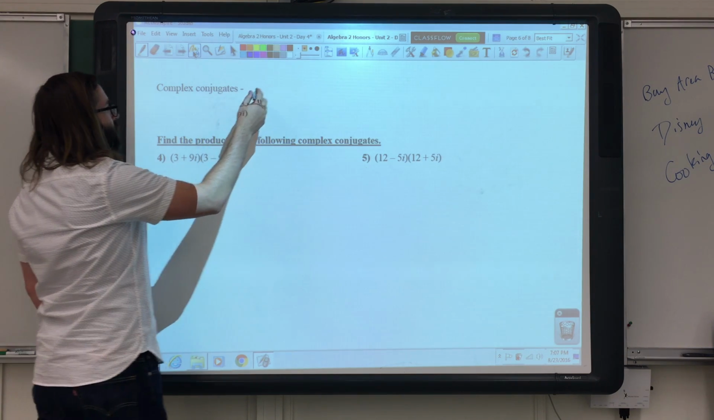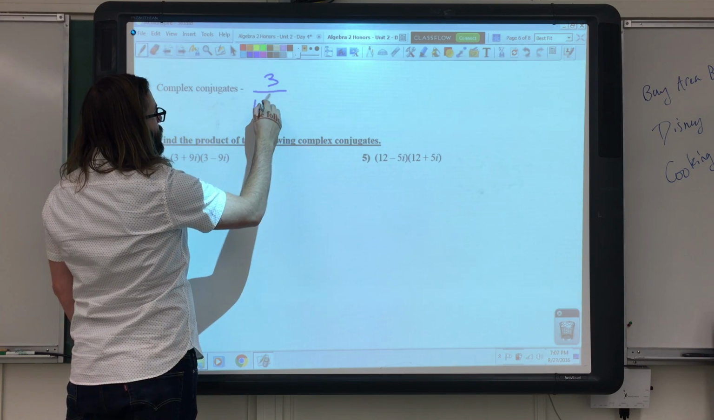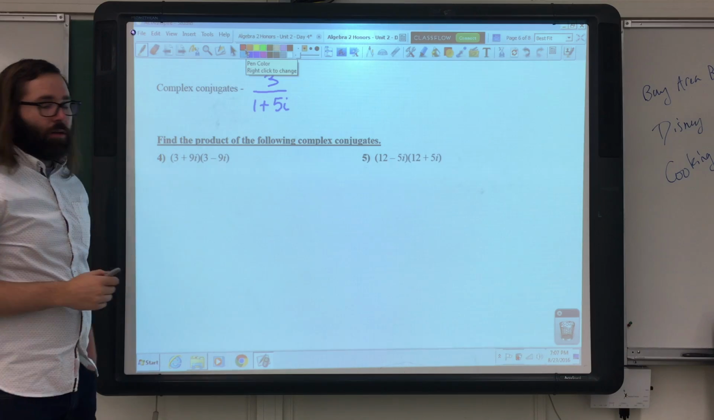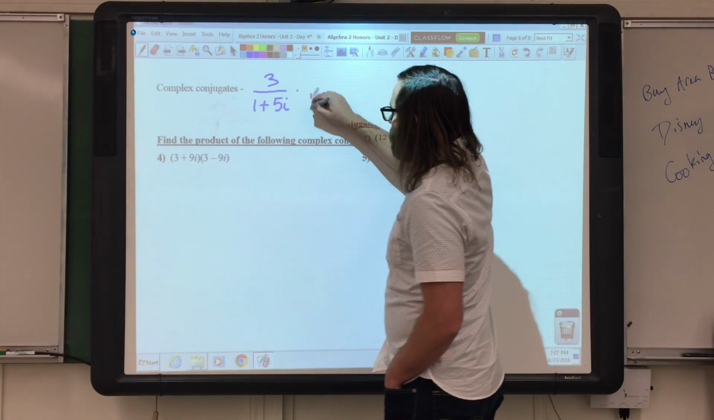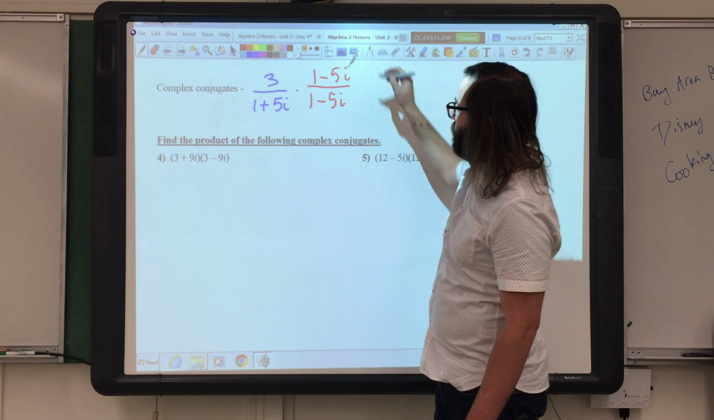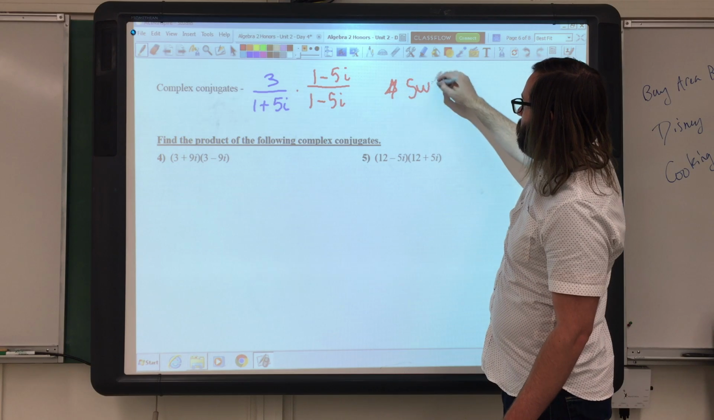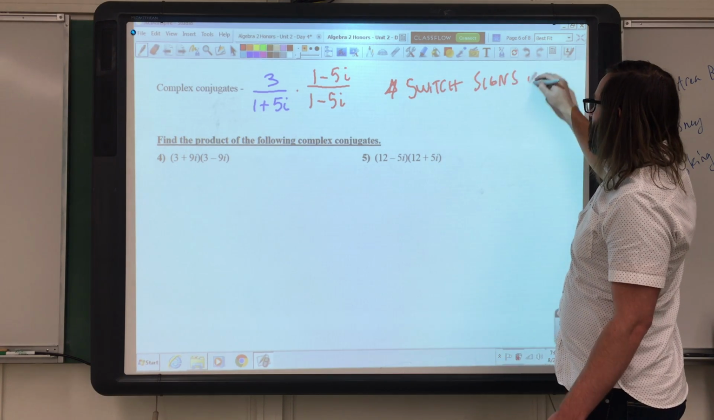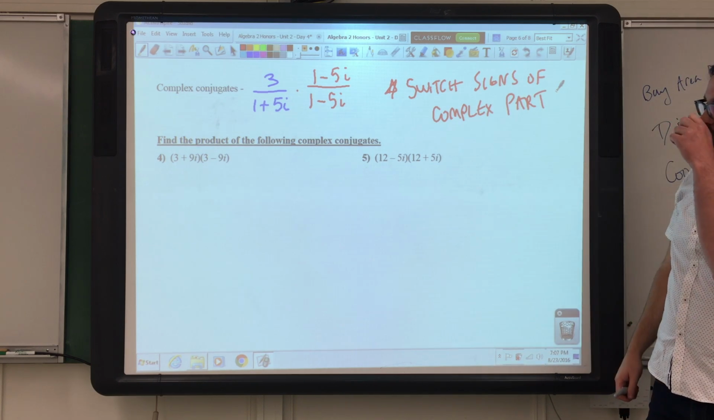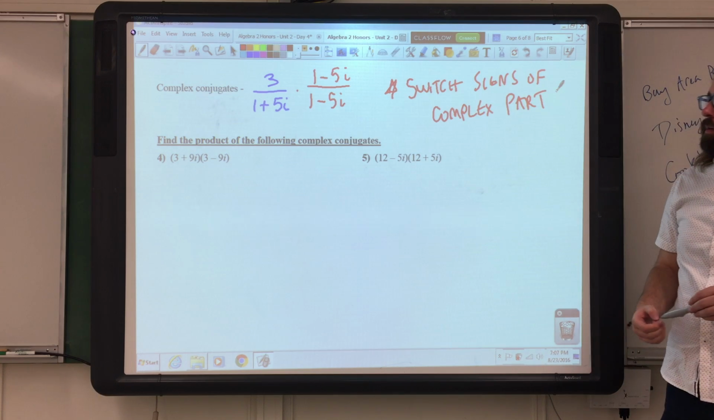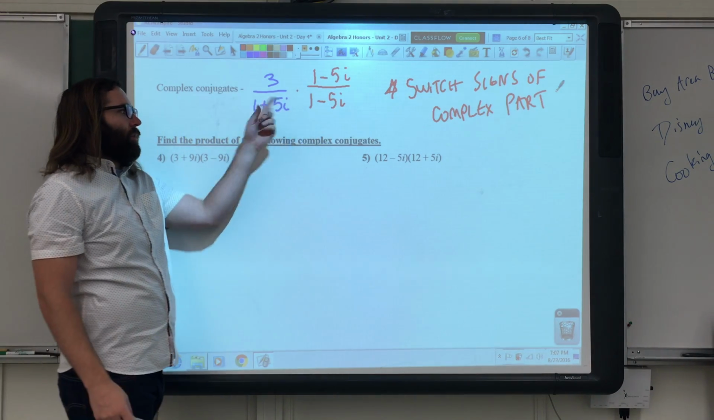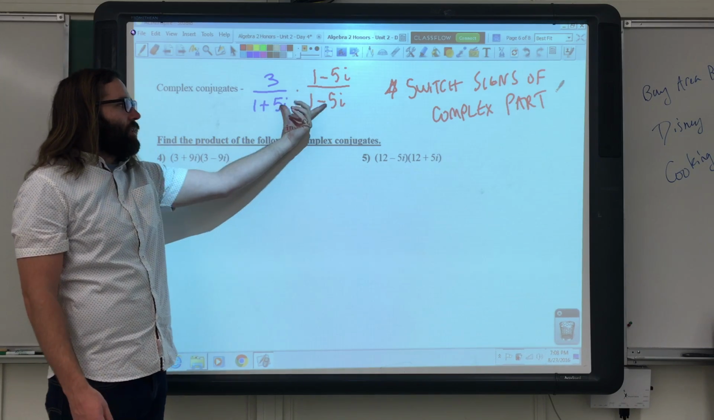So for an example, if we have 3 over 1 plus 5i, our complex conjugate is going to be same thing, except you switch the signs of the complex part. Now, when you do that, what happens is the i terms cancel and you're left with a number and then i squared, which is a number. So you cancel out the i's.